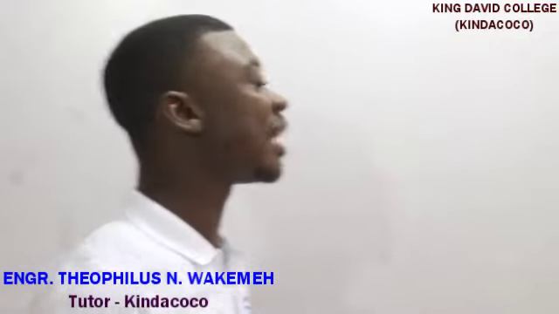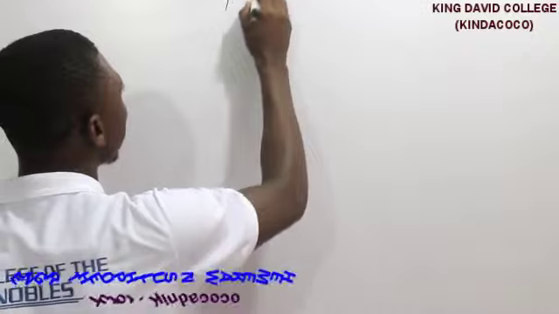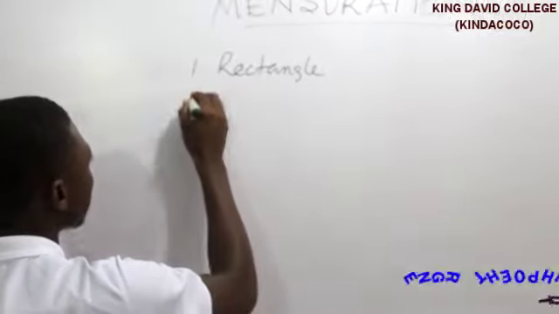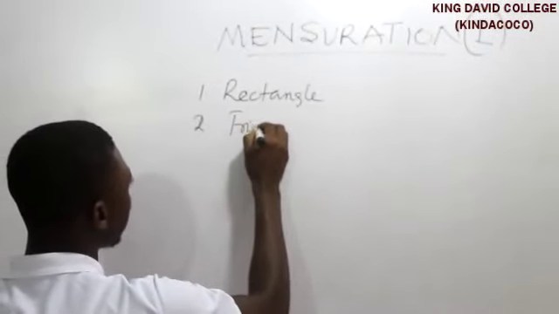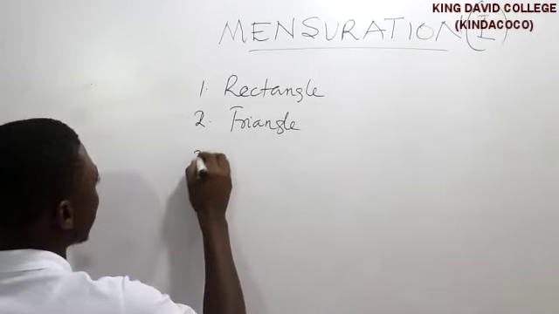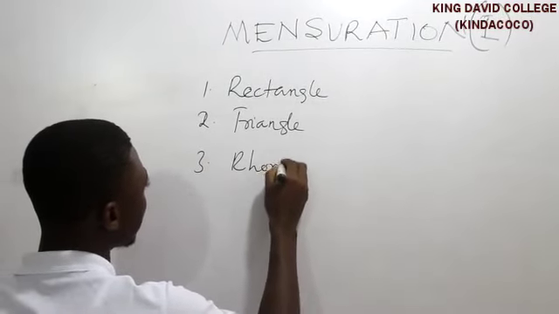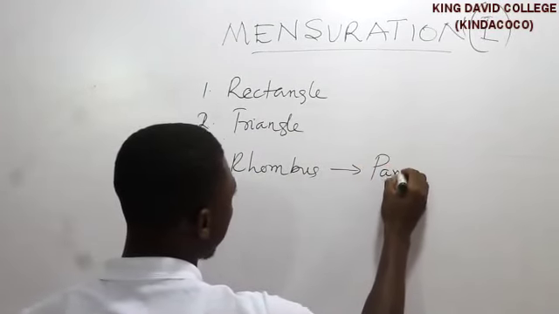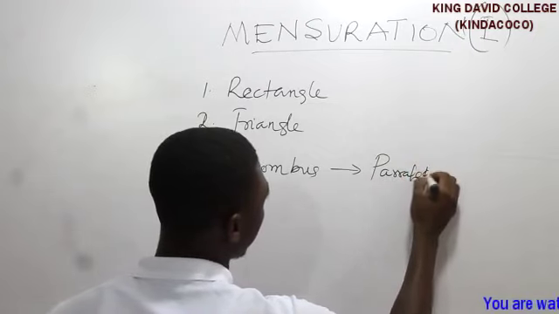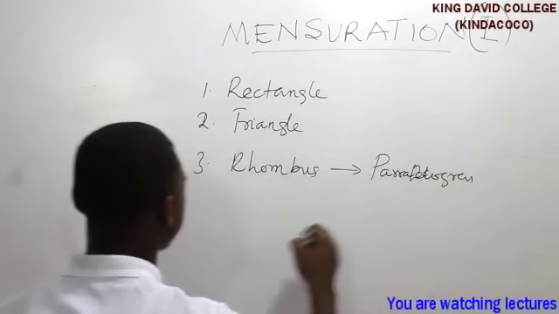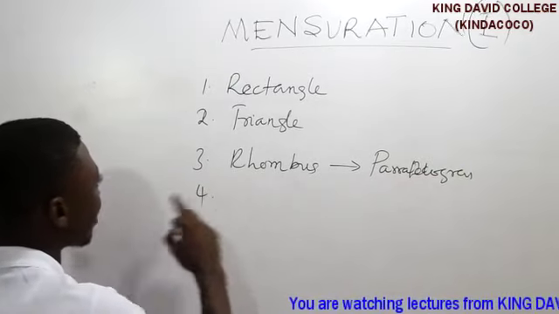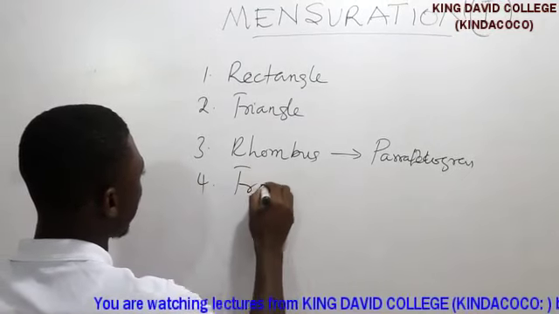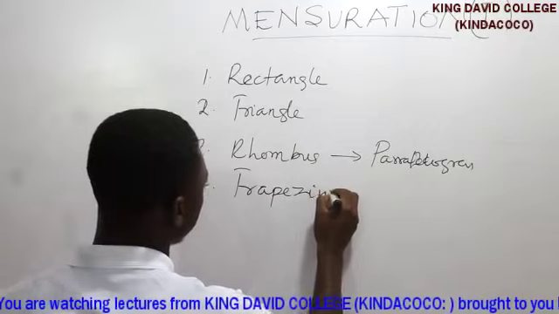So the shapes we will be looking at: we'll look at rectangle. Rectangle is also a plane figure. We'll look at a triangle. Then we can look at a rhombus, and then a rhombus extension. We can have a parallelogram. Then we can also look at a trapezium.